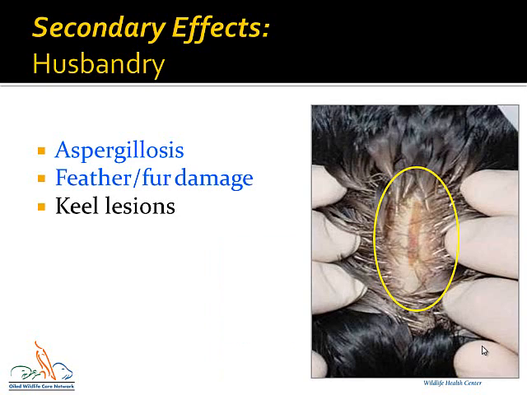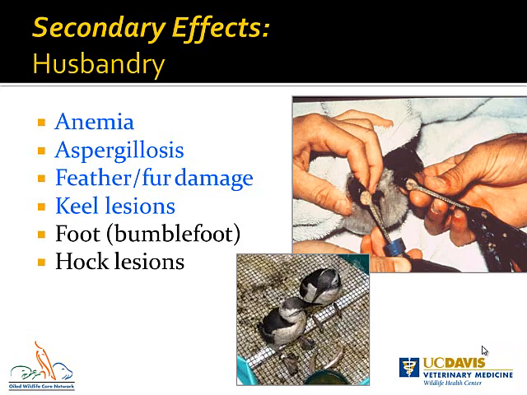Keel lesions. The keel is the chest bone that birds have, where the flight muscles attach, and it's very much pronounced. I don't know if anyone has ever felt the keel of a bird, even a chicken, you can feel it. In birds with low nutritional condition, this is even more pronounced, and so it's a pressure point. When the birds settle down on their chest, this can cause severe lesions, which can be very difficult to treat as well.